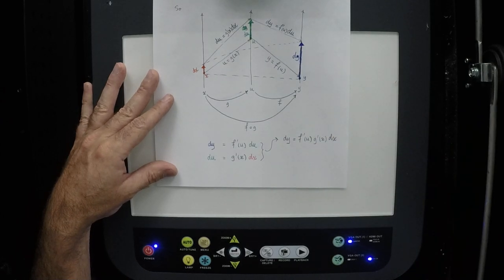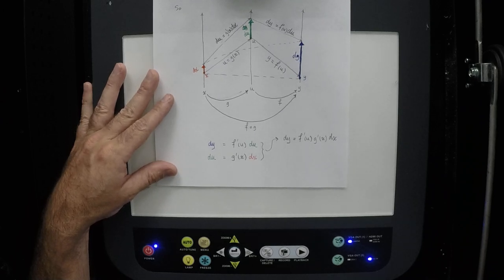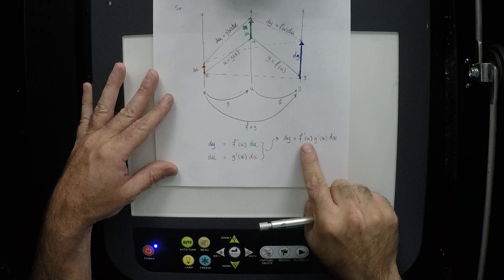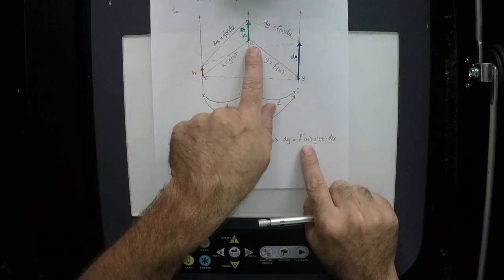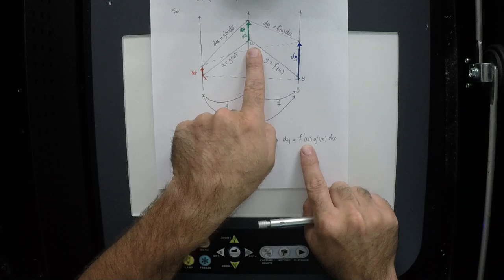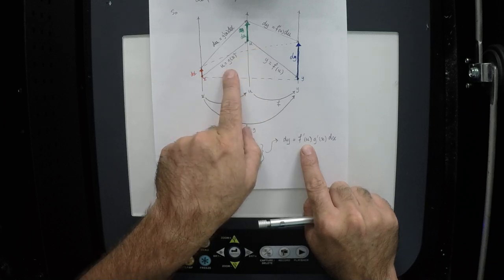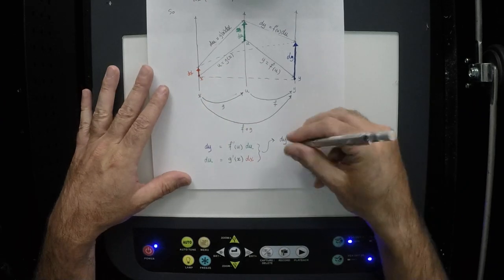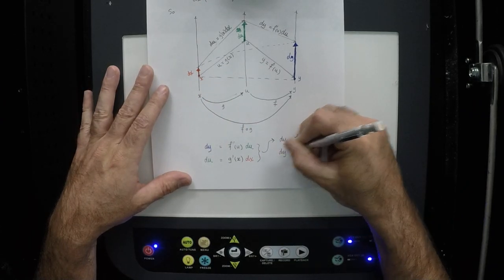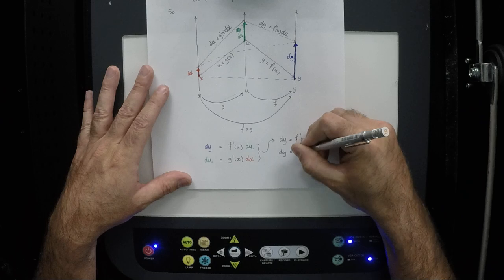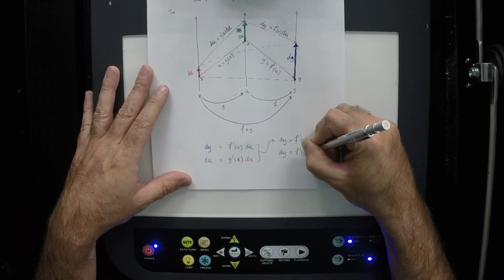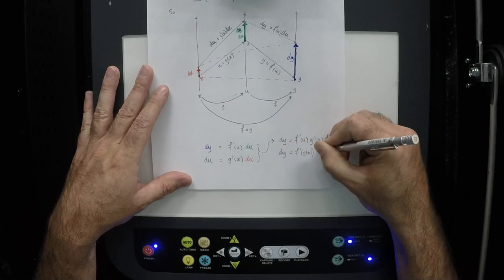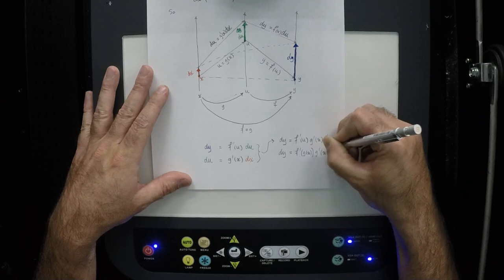Now, there's two more steps to make. What is u now? Right, u is right there. What is u? U is g of x. So I can say that dy is f prime of g of x multiplied by g prime of x dx.